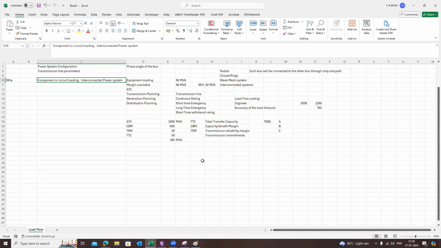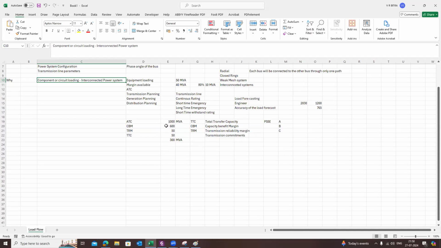So essentially, the load flow analysis gives the voltage of the substation, the transmission line which is needed, and the other substations which are needed. Everything is given by the load flow, right? So logically, it is not just about the equipment loading. It is about the available transfer capacity, the transmission planning, the distribution planning, and so forth.